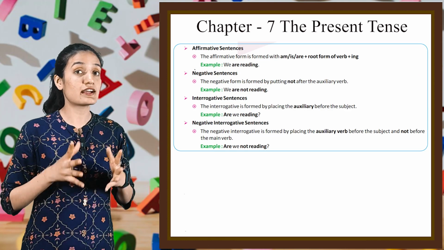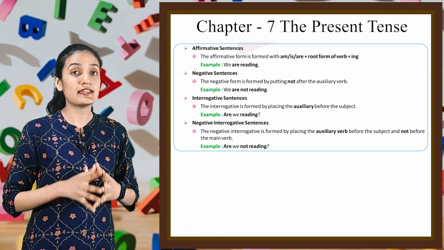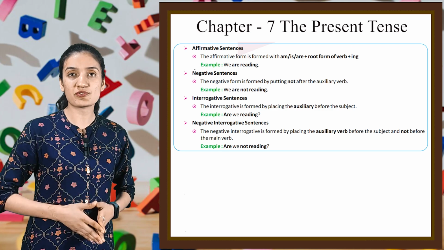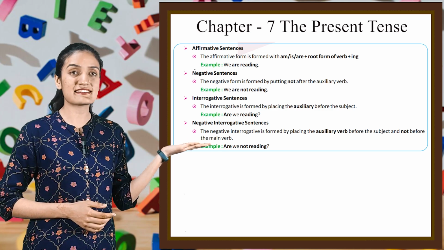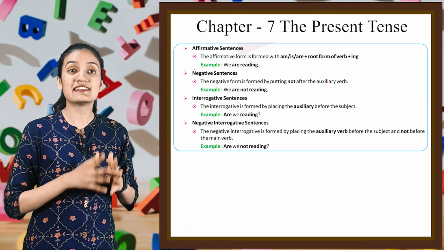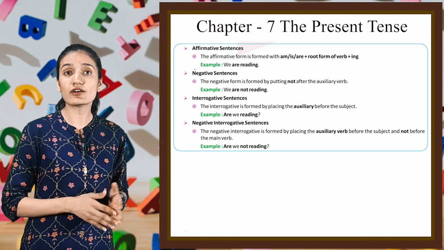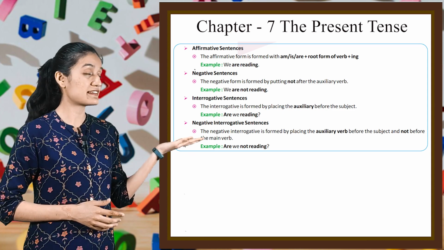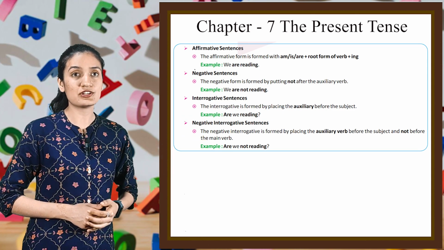Affirmative sentences. The affirmative form is formed with am, is, are plus root form of the verb plus ing. Here's the example. We are reading. Negative sentences. The negative form is formed by putting not after the auxiliary verb. Example is, we are not reading.